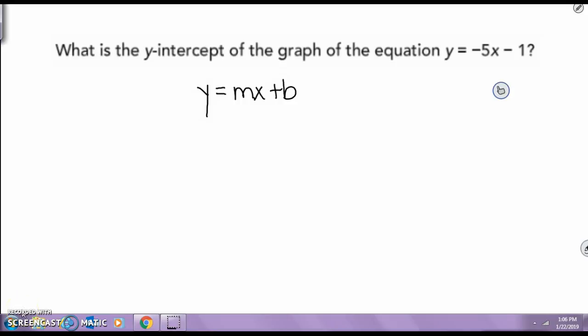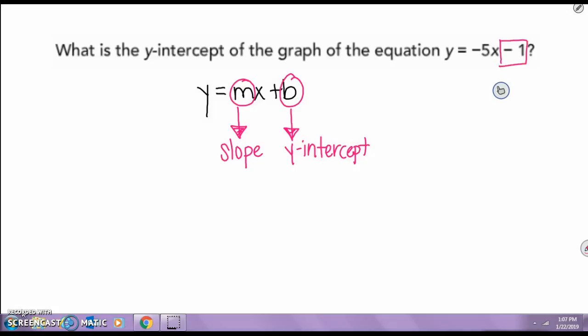So the formula y equals mx plus b shows our slope-intercept form. Remember, m stands for our slope, and b stands for our y-intercept. In the equation y equals negative 5x minus 1, that negative 1 will be my y-intercept.